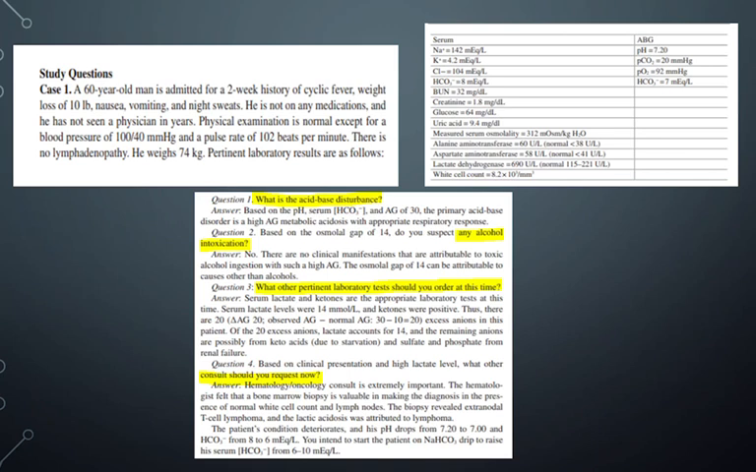So this is a history. He's not on any medications and has not seen a physician in years. Physical examination is normal except for a blood pressure of 100 over 40. Heart rate is around 102 beats per minute. There is no lymphadenopathy. His current weight is 74, but it is to be noted that he has lost around 10 pounds.